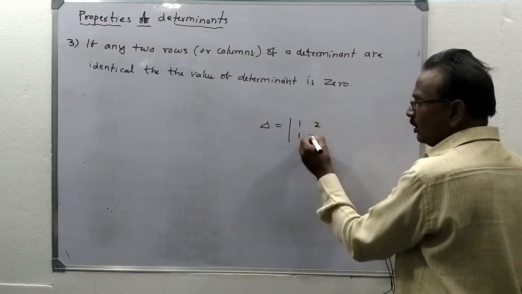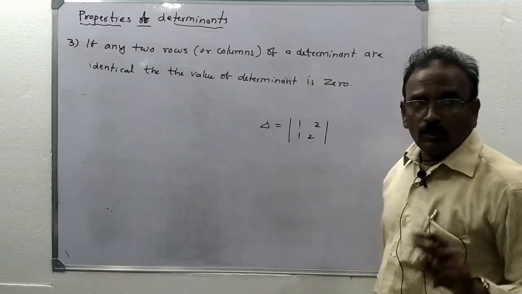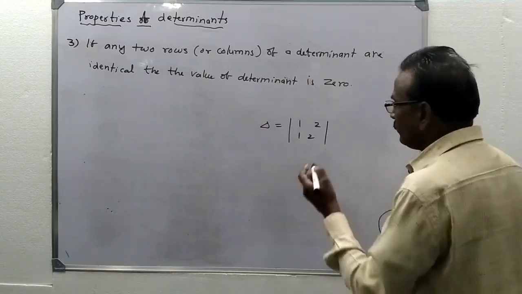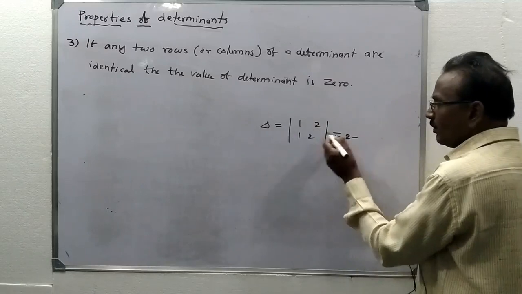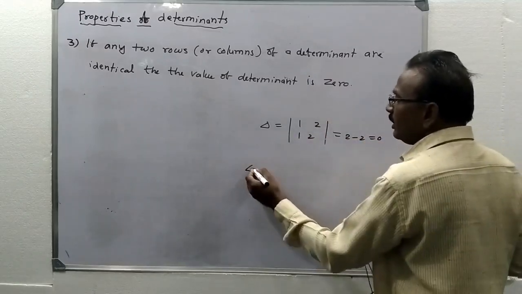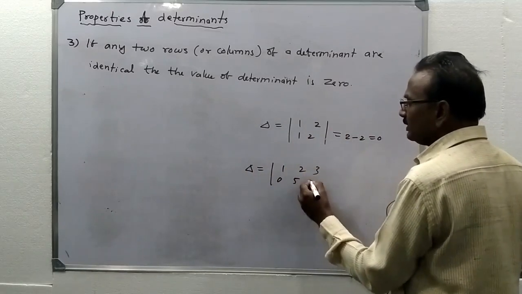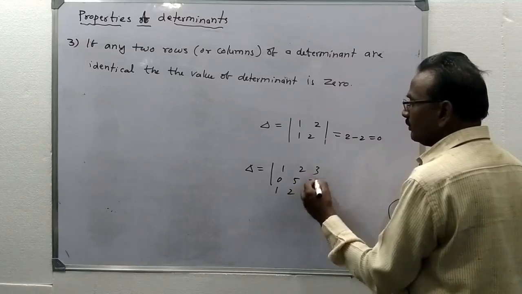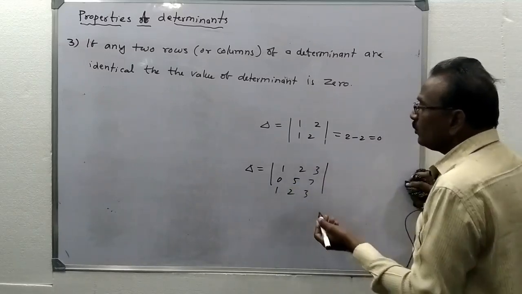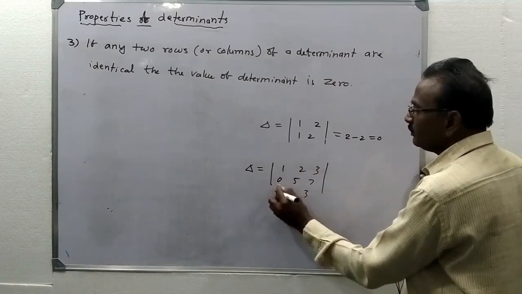1 2 1 2. For example, here first row and second row are identical. Two rows are identical. What is the value of determinant? So 1 2s are 2 minus 1 2s are 2. The value is 0. Or suppose here delta is equal to 1 2 3, 0 5 7, 1 2 3. Clearly, what is the value of this determinant? Expand. Suppose take this one also 0.